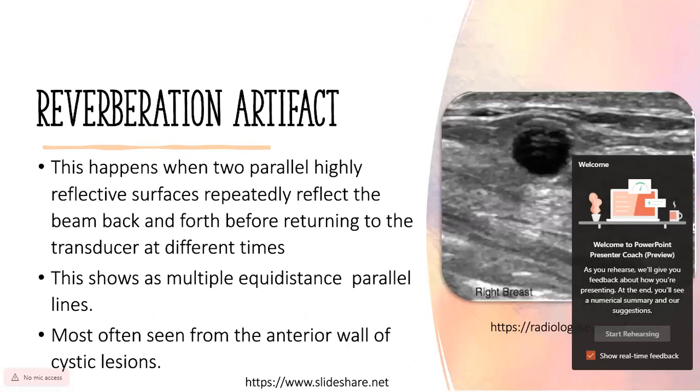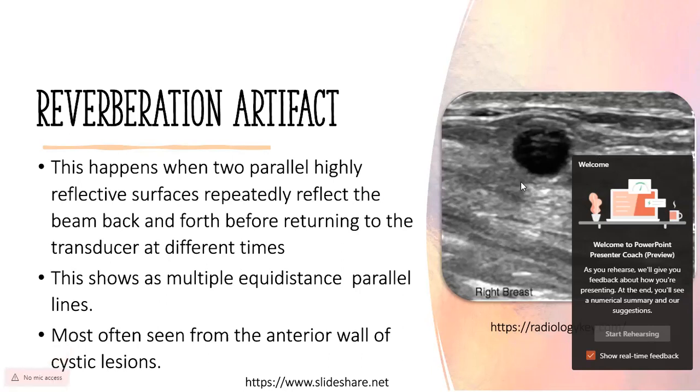Reverberation artifact. This happens when two partially or parallel, highly reflective surfaces repeatedly reflect the beam back and forth before returning to the transducer at different times. This shows as multiple equidistant parallel lines and is most often seen from the anterior wall of a cystic lesion.